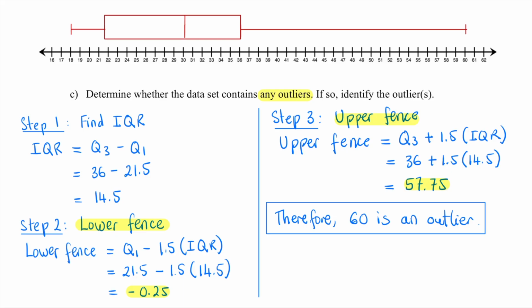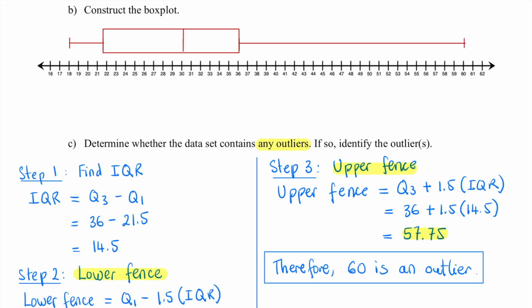Now here is something important. When an outlier exists, many box plots are drawn as modified box plots. Instead of extending the whisker to the outlier, it is plotted separately as a point. So in a modified box plot, 60 would appear as an individual dot.